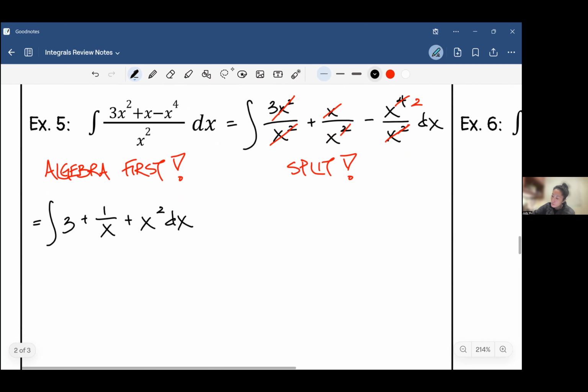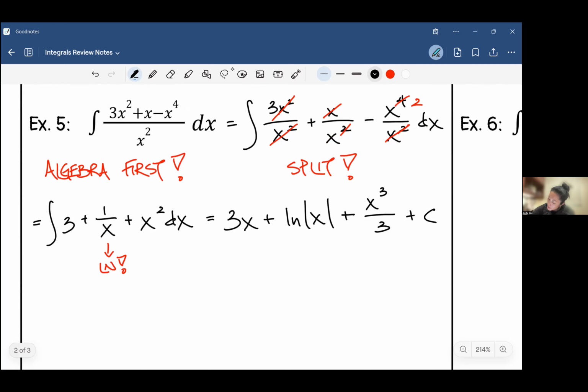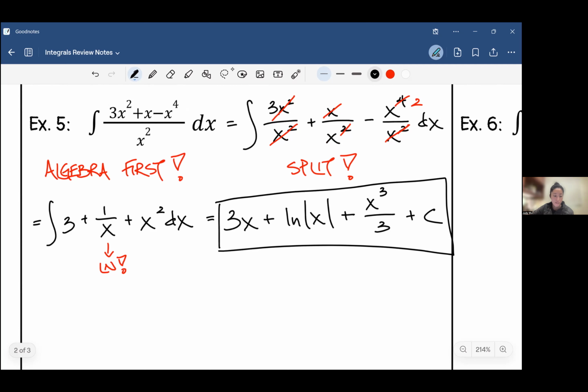And when we look at this, we're going to have 3 terms in our integral. This one, we will be using the natural log, though, and not the power rule. Okay, integral of 3 is 3x plus integral of 1 over x is the natural log of x, plus the integral of x squared is x cubed over 3. Indefinite integral means we need a plus c on the end. Okay.